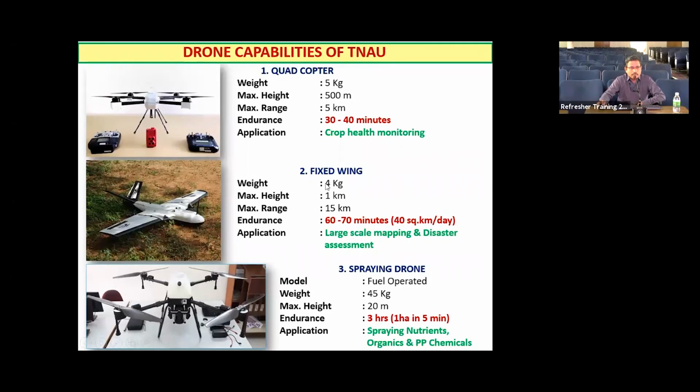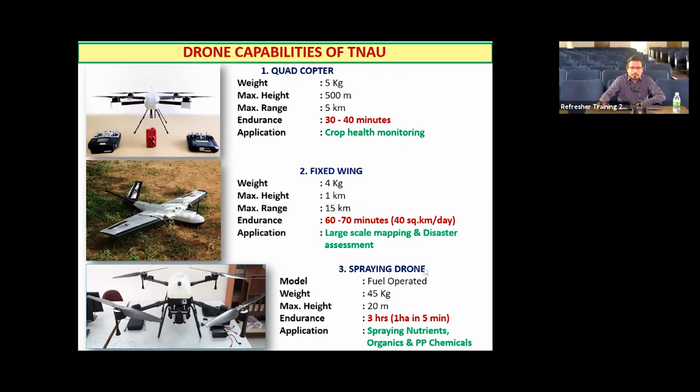And another we have a fixed wing, something like aeroplane type, which weighs about 4 kg. It can fly up to 1 kilometer height, can go up to 15 kilometer range, can fly for 60 minutes or 1 hour. When the area is large, we can use this drone for mapping and disaster assessment, where we can fly these drones for inaccessible areas.